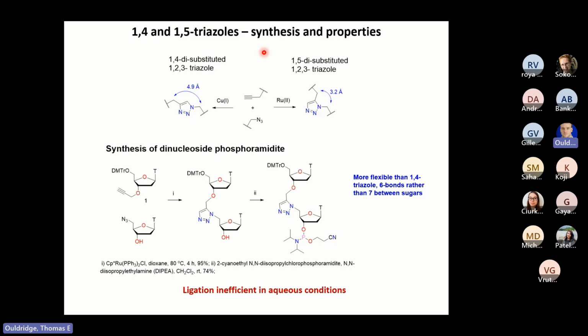One thing about a triazole and click chemistry is that you can create a 1,4 triazole, which is the one I've been talking about so far, by using copper catalyzed click chemistry.